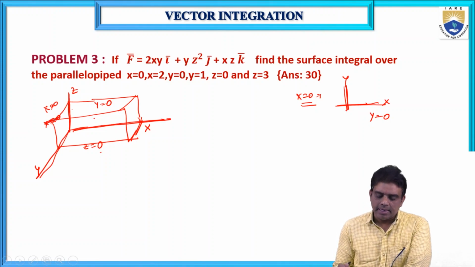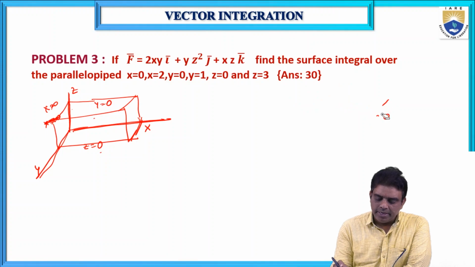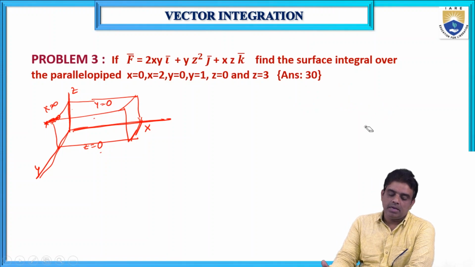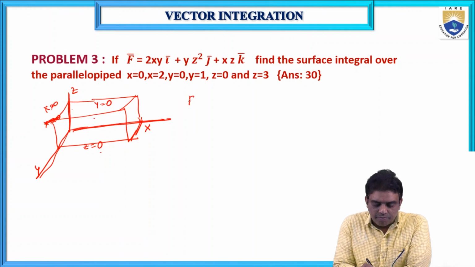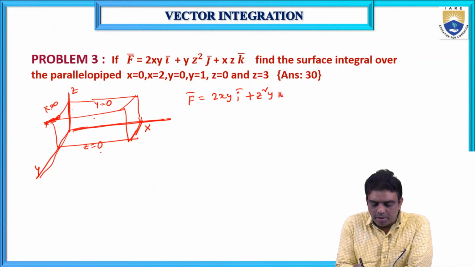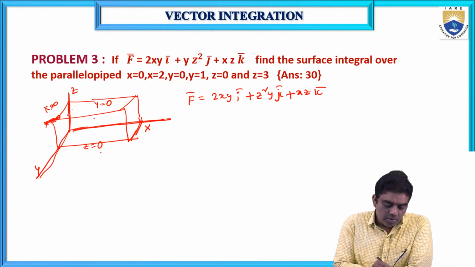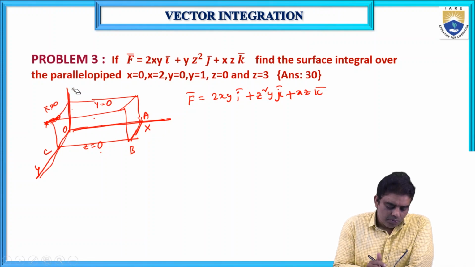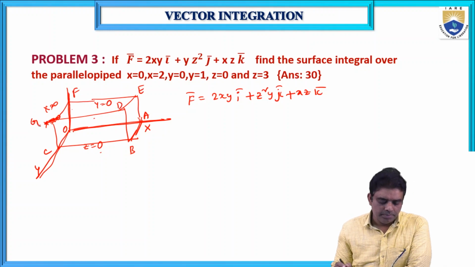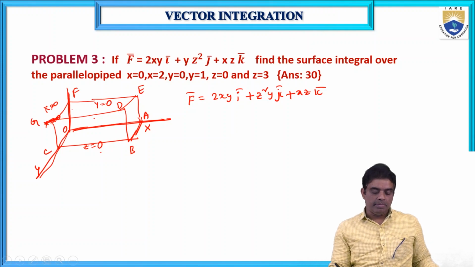Now, to find the surface integral, we need f bar, the outward normal vector, and the projection. We need all the things. Already given f bar is equal to 2xy i bar plus z square into y j bar, sorry, plus xz into k bar. This is the given f bar. Now, I am naming the vertices: O, A, B, C, D, E, F, G.